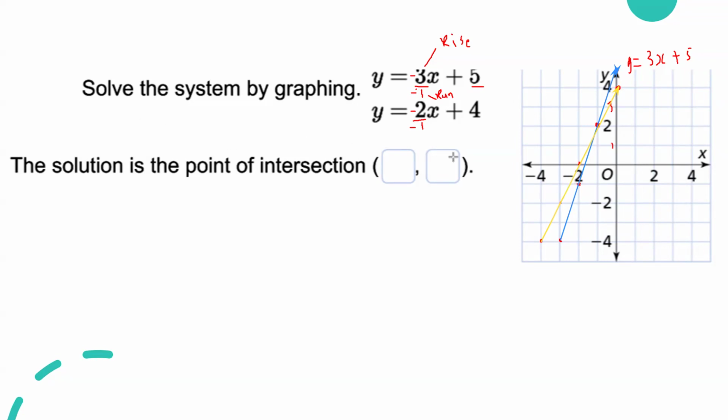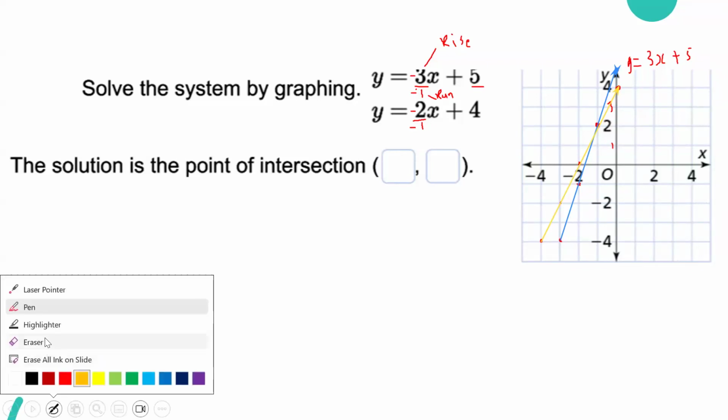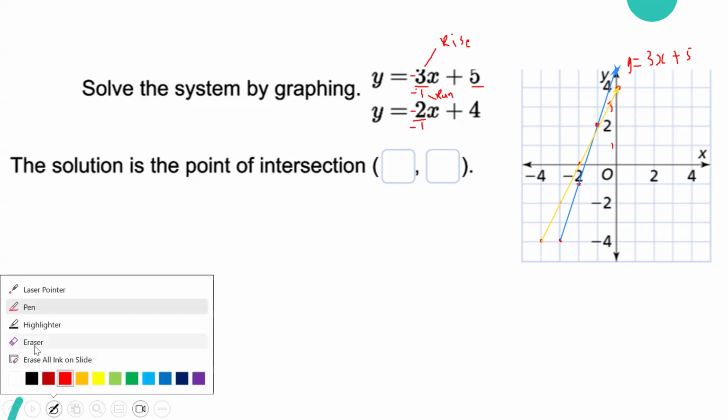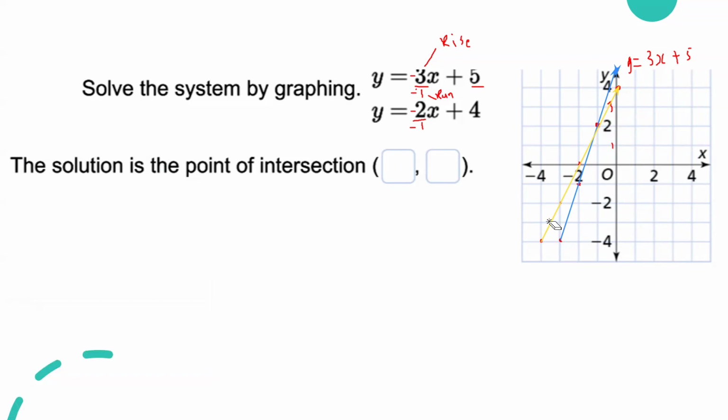That is how you graph a system of linear equations. Now that I have drawn my graph, I'm going to find my solution. So looking at this system of equations, if you look at the graph here, they intersect at one point right here. Just give me a moment. Let me redo this.